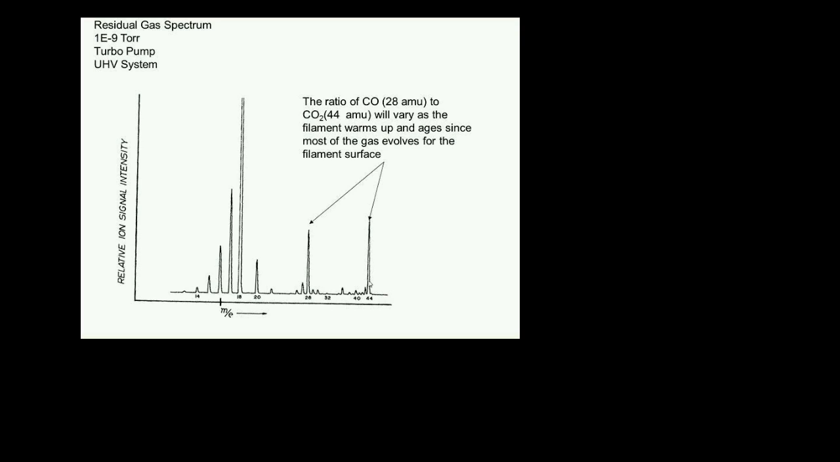The other thing that's going to happen is your amount of carbon dioxide and carbon monoxide will also be related to the amount of water that is in the vacuum system. So if I added a little bit more water to this system, most likely the carbon monoxide and carbon dioxide peaks would go up relative to last time. Okay? The reason is that I have more oxygen available to react with the carbon on the filament, and I form more carbon monoxide and carbon dioxide.